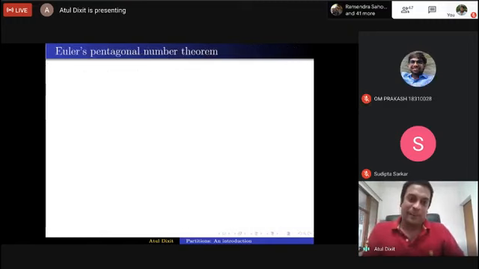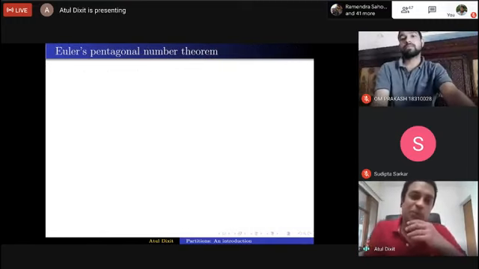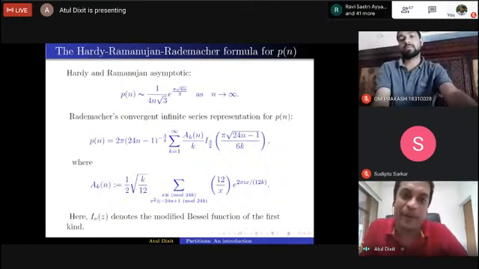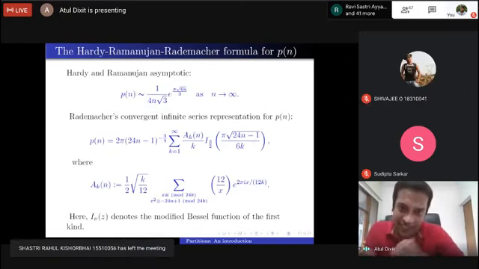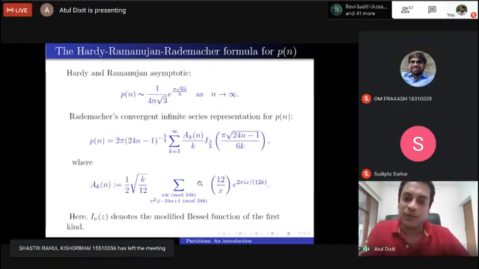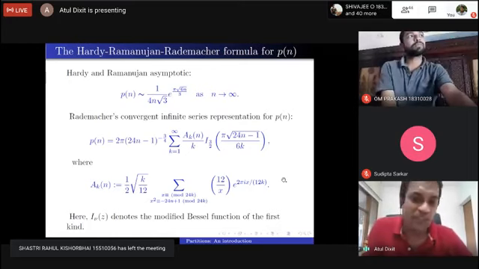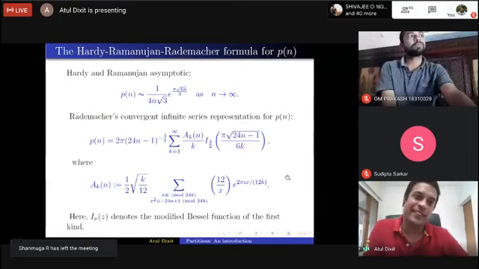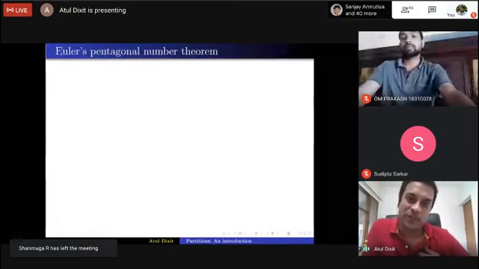Okay, so now I would like to move to the combinatorial aspect of partitions. We have seen the analytical aspect. We have also seen the aspect by means of generating functions. Let's see how combinatorics also creeps in.